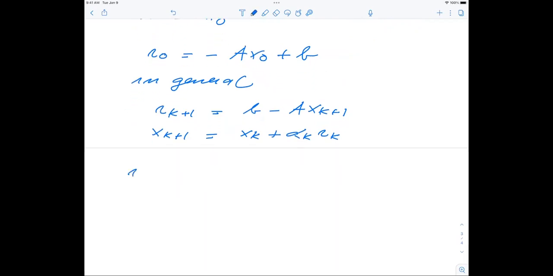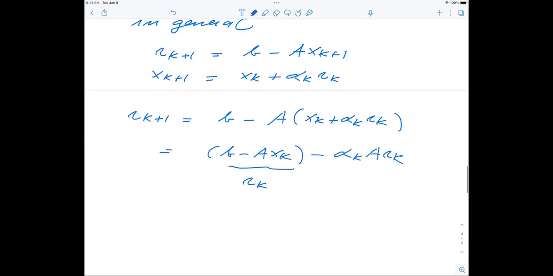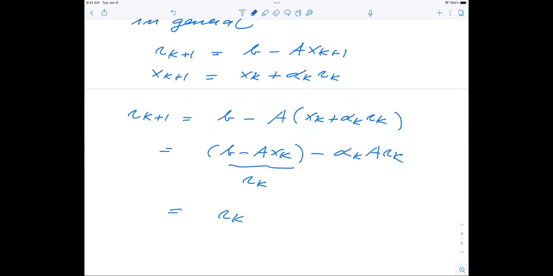So if we now look at this R of k plus 1, we can rewrite it in terms of this new definition which we have here. We can now rewrite R of k plus 1 as B minus A times x of k plus alpha of k times R of k. And that is given by B minus A times x of k minus alpha of k times A times R of k. And then we know that this quantity here is nothing but R of k. So what we have then is just R of k minus alpha of k, and then times A times R of k.